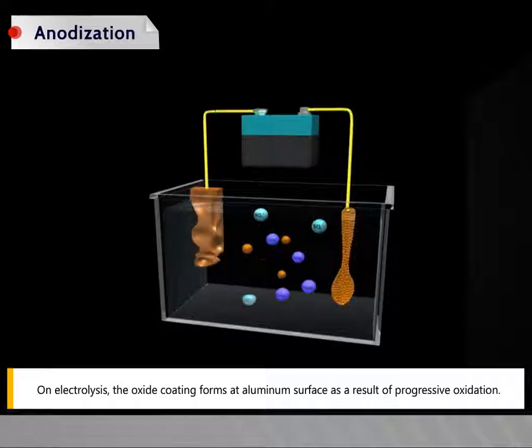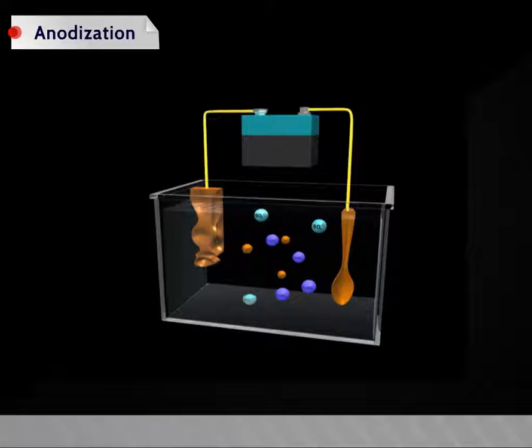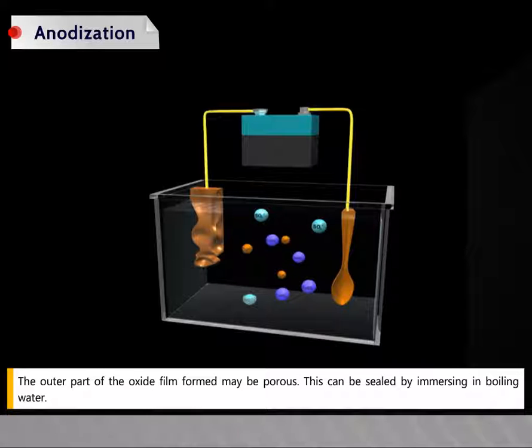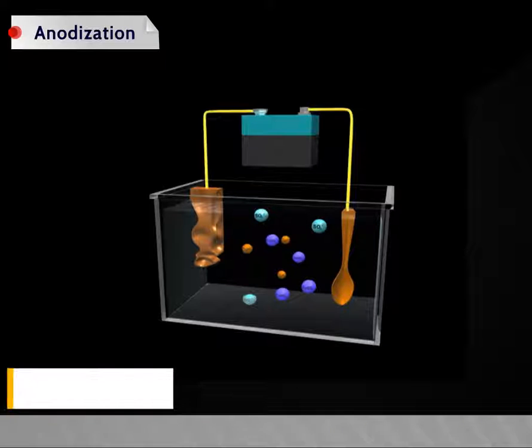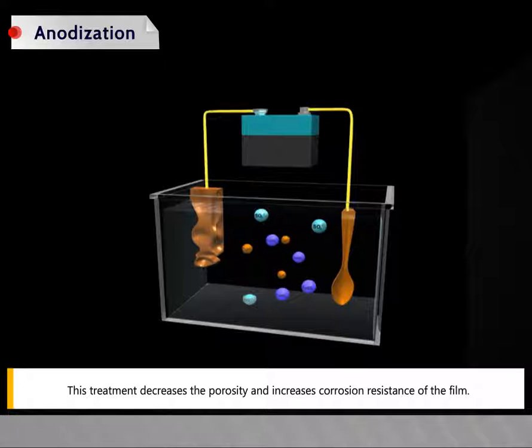On electrolysis, the oxide coating forms at the aluminum surface as a result of progressive oxidation. The outer part of the oxide film formed may be porous. This can be sealed by immersing in boiling water. This treatment decreases the porosity and increases corrosion resistance of the film.